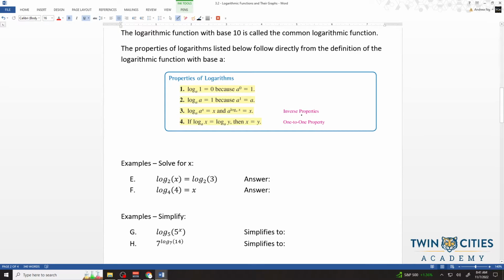And here I've got what is called an inverse property, log base a of this whole thing, a to the x, is equal to x.